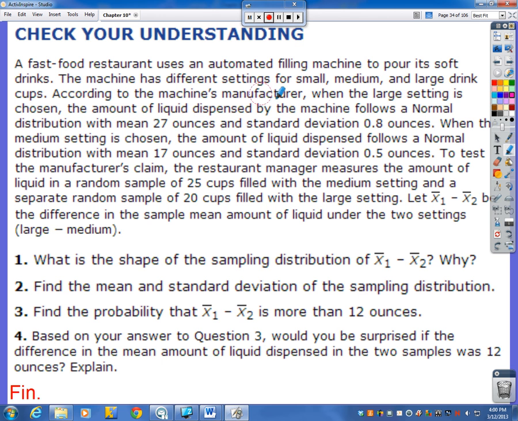Let's see. So we're dealing with a soda fountain machine here. It's got a mean of 27 ounces and a standard deviation. This is talking about the population. This is referring to the population for apparently the medium setting and for the large setting. So these technically are sigmas here. So you will be allowed to use normal CDF and not TCDF.